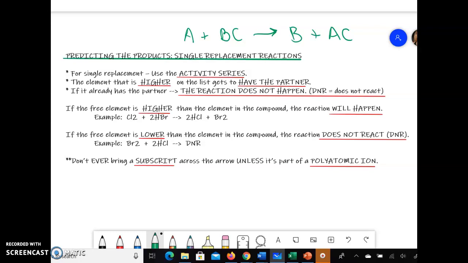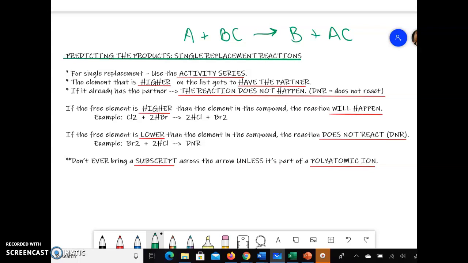There are just a few rules for this. We're going to use something called the activity series. I'm getting ready to show you what that is, but it's in your reference packet. So if you have that reference packet, or if you could pause this and go grab it, it would definitely help you. The rule is, basically, the activity series is a list of elements ranked by how reactive they are. Closer to the top of the list are the more reactive elements, closer to the bottom are the less reactive ones. And the rule is that the element that is higher on the list gets to have the partner. And if it's hard for you to write and listen to me at the same time, maybe pause this and fill in your notes and then you can just listen.